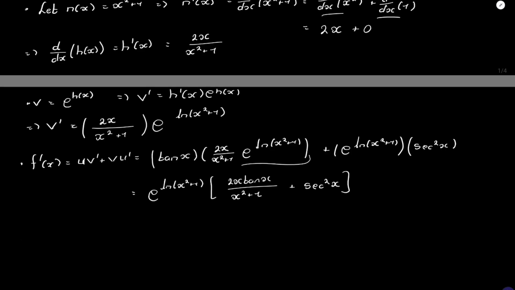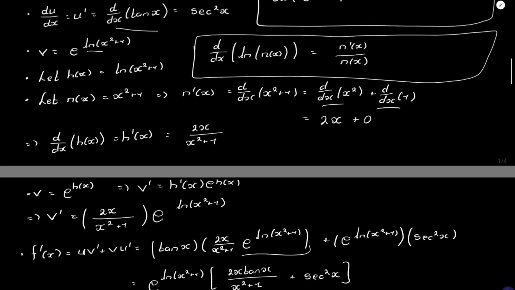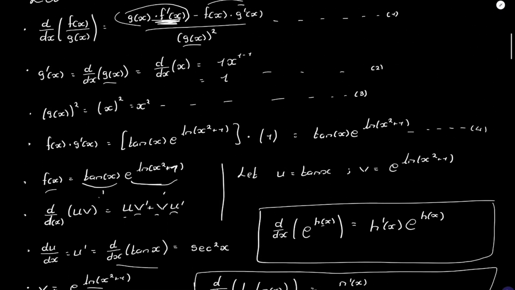But recall, let's write it down again, much more clear. f prime of x is e to the power ln of x squared plus 1 in braces 2x tan x divided by x squared plus 1 plus sec squared x. We can call this equation 5. So we then move on to previous equations.